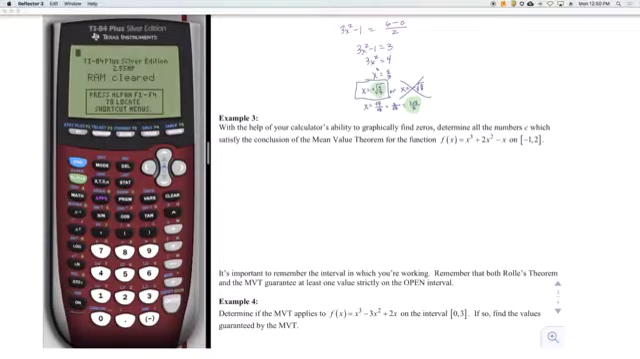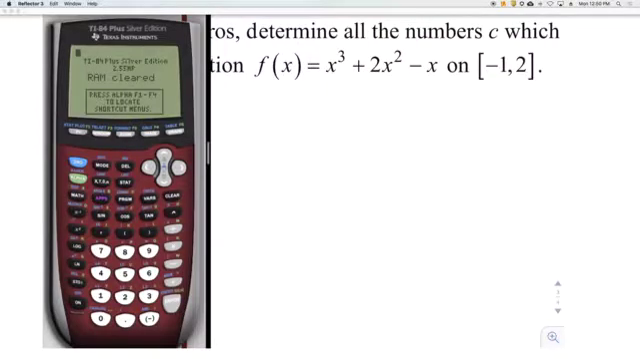So it says to find the values that are guaranteed by the mean value theorem. All right, so this is a polynomial. It is continuous everywhere, and it's differentiable everywhere, and we have a closed interval. So we're not going to say all that again. We're just going to go for it.